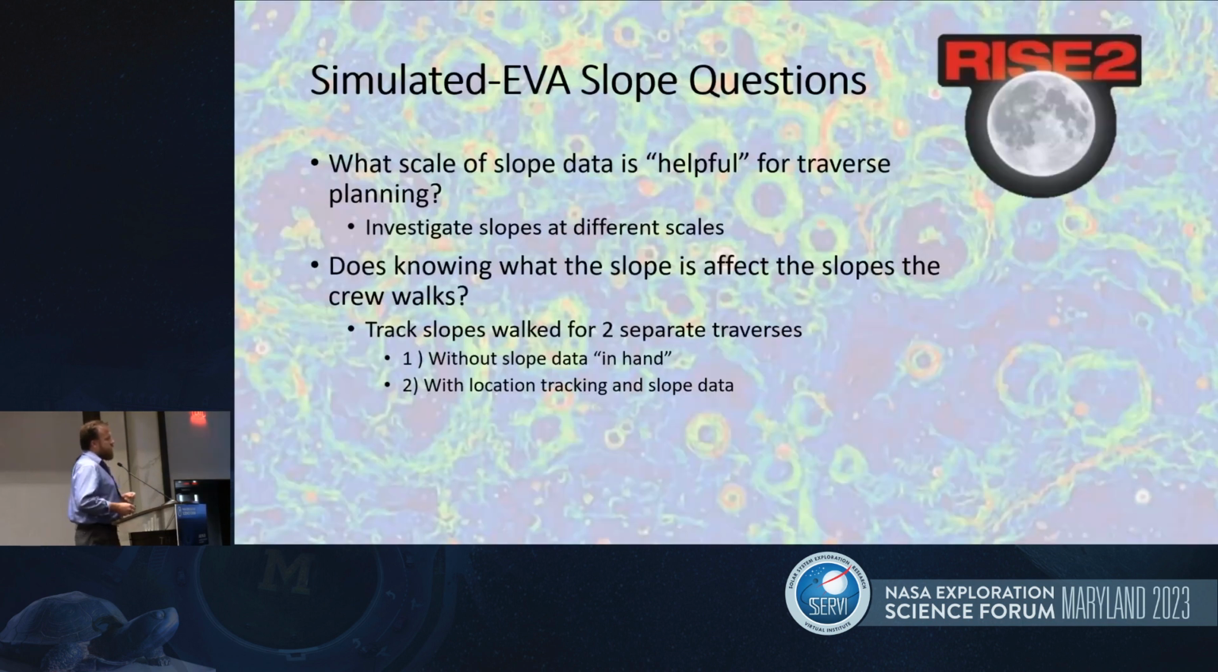So what I want to do in this talk, and what I set out to do with our topographic group with RISE, was to understand what scale of slope is helpful for traverse planning. We know how to measure slope in 1,000 different ways, but what's a way that's actually going to help people figure out what slopes are safe for astronauts on the surface of the moon? And the second question is, does knowing what the slope is affect where people walk? So certainly it's going to affect where our traverse plans are. We're not going to tell an astronaut on the moon to go over a dangerous slope. But if the astronaut has information at their fingertips, if they know where they are and they know what the slopes are around them, does that change where they walk?